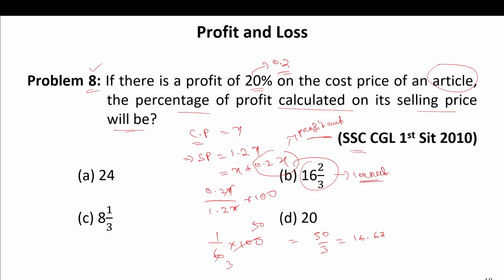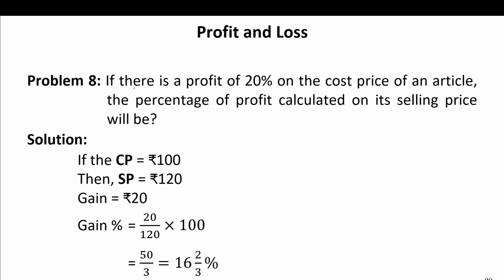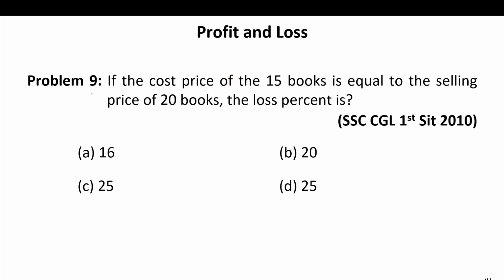So this question has appeared in SSC CGL first sitting 2010 paper. Okay, so if there is a profit of 20% on the cost price of the article, so CP is equal to 100, then SP will be 120, right? So gain will be 20 rupees. So gain percentage will be 20 by 120 into 100, which is equal to 50 by 3, which is equal to 16 whole and 2 by 3%. Okay. So let's see problem number 9.